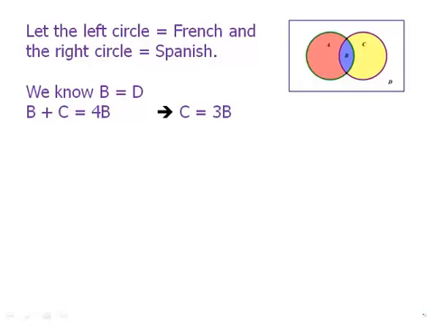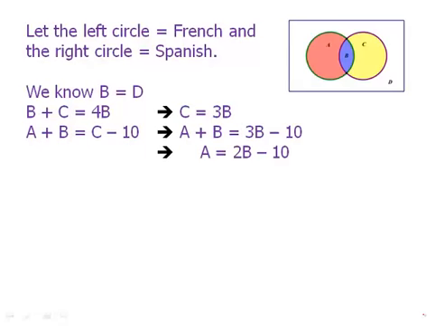Now we have this, the total number who study French, so that would be A plus B, equals 10 fewer than those who study Spanish only. Well, Spanish only is C. 10 fewer than Spanish only would be C minus 10. So A plus B equals C minus 10. And I'm going to sub in that C equals 3B. And then I get this expression for A.